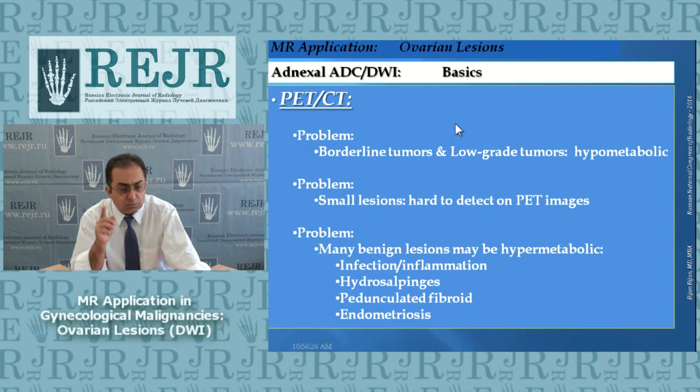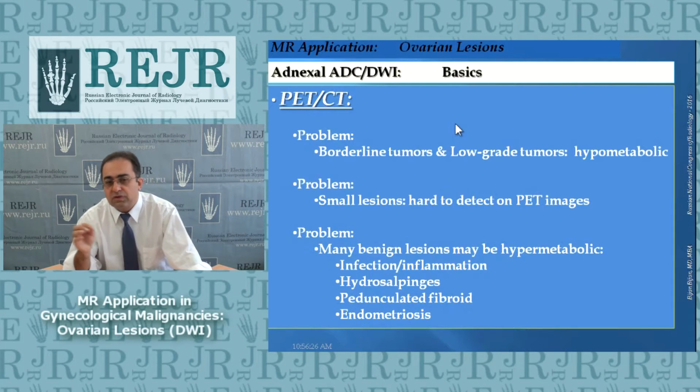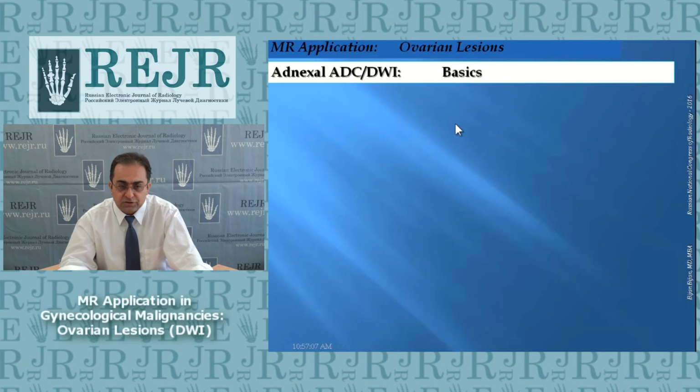The third problem for the PET scan is that some of the benign lesions show high metabolic activity. Now imagine infection, inflammation, hydrosalpinx, pyosalpinx, because they produce inflammation also. Some pedunculated fibroids and endometriosis have high metabolic activity, so they are positive on the PET scan, therefore they can actually pose as false positives. So not every benign lesion is hypometabolic. The lesions that I listed for you are hypermetabolic, therefore you will have difficulty differentiating them from malignant lesions by using only PET CT.